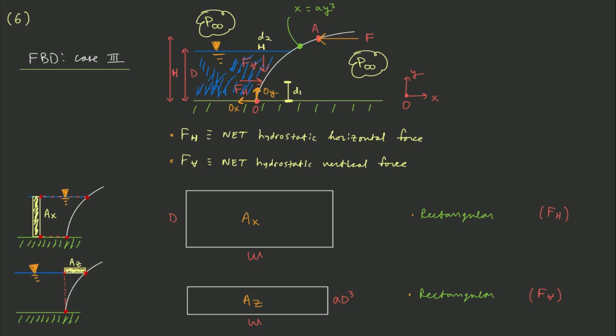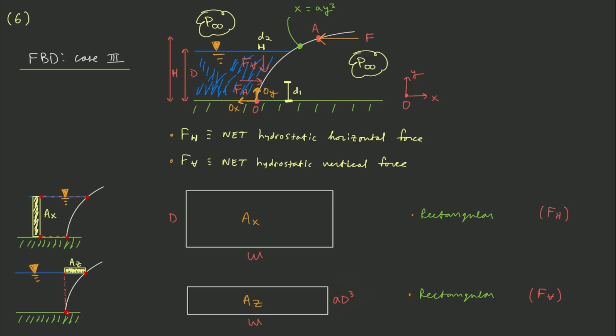Again, we don't project the entire area of the gate. We only care about the projected area of the gate within the medium. So we have the projected area of the gate within the medium AZ right here. And what we can see is this projected area is also rectangular. It has a length of A D cubed and a width into the page of W. So how do we get this A D cubed?